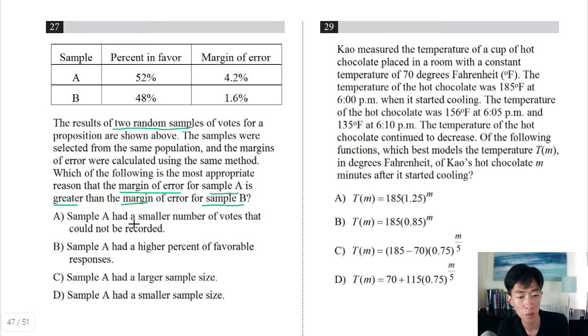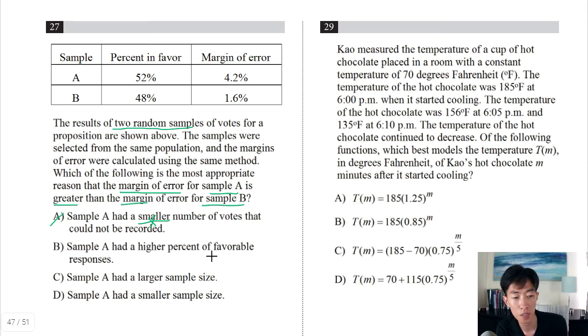Choice A. Sample A had a smaller number of votes that could not be recorded. This is kind of a weird answer. If there were votes that could not be recorded, that would suggest that your margin of error goes up. So given that sample A had a higher margin of error, we would actually expect that it had a larger number of votes that could not be recorded. So A is not likely the answer.